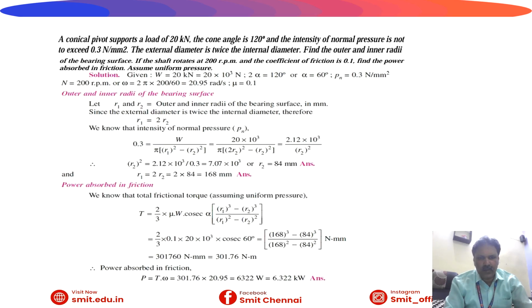Power absorbed in friction. This is the formula, and these are the formulas you have to study. T equal to 2 by 3 mu W cosecant alpha (R1 cube minus R2 cube) divided by (R1 square minus R2 square). We already have all the values; just substitute in this formula and you will get 301.76 Newton meter. Power absorbed in friction is torque into angular velocity, that is T omega. Upon multiplying, we get 6322 watts, which converted into kilowatts is 6.322 kilowatts.